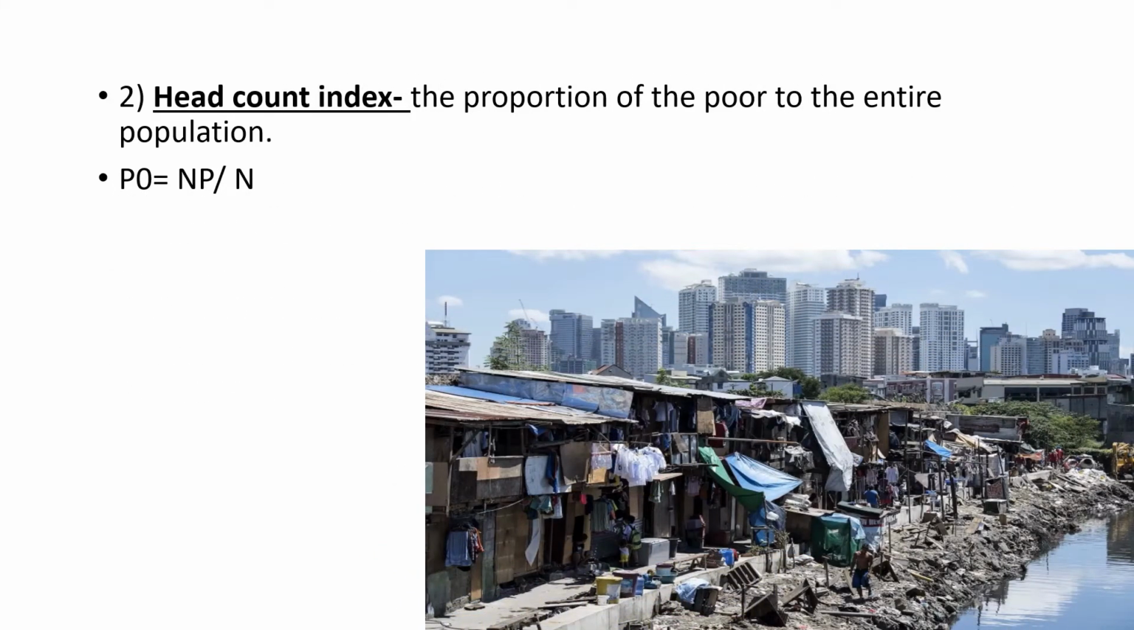The second method is the head count index. It is simply the measure of the proportion of the population that is counted as poor with respect to the total population. It can be denoted with the help of this equation: P0 is equal to NP divided by N, where P0 is the proportion of poor with respect to the total population, NP is the total number of poor in that country, and N is the total population of that country.